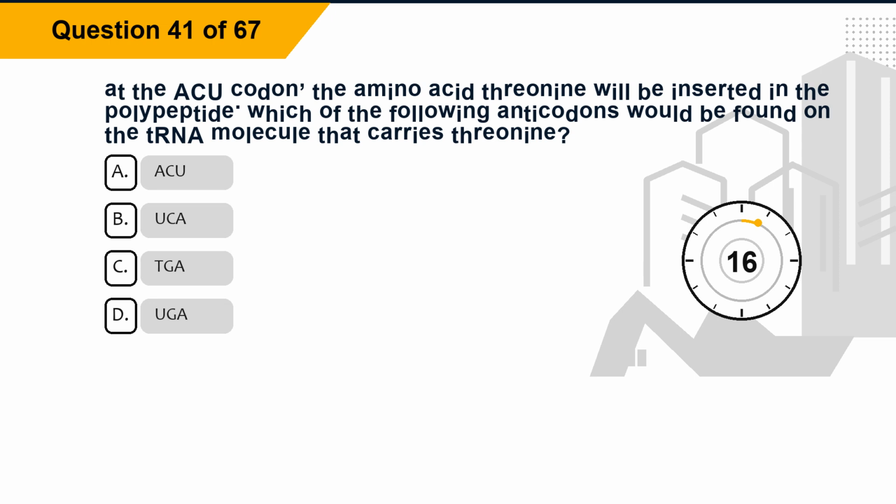Question 41. At the ACU codon, the amino acid threonine will be inserted in the polypeptide. Which of the following anticodons would be found on the tRNA molecule that carries threonine? Option A, ACU. Option B, UCA. Option C, TGA. Option D, UGA.